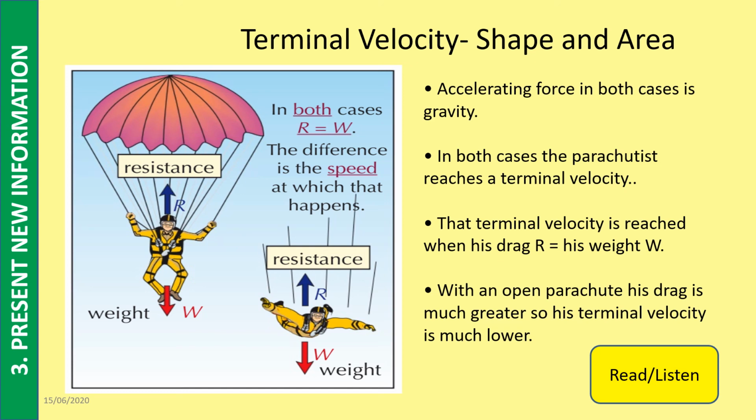Just to be absolutely clear, in this slide, we're comparing the motion of the skydiver before his parachute is open and after his parachute is open. Now, it's important that you remember in both cases, it's gravity which is causing the acceleration downwards, and in both cases, he reaches a terminal velocity. And that terminal velocity is when the force of resistance or drag is equivalent to the pull of gravity on him, which causes his weight. Now, that terminal velocity is different in both cases because of the shape and the area of the resistance.